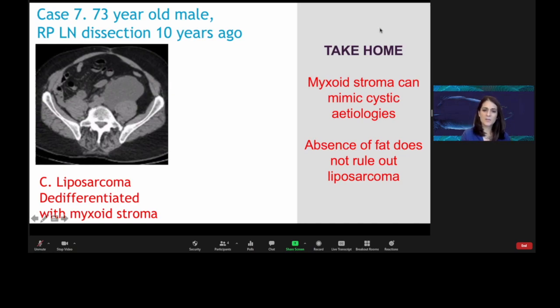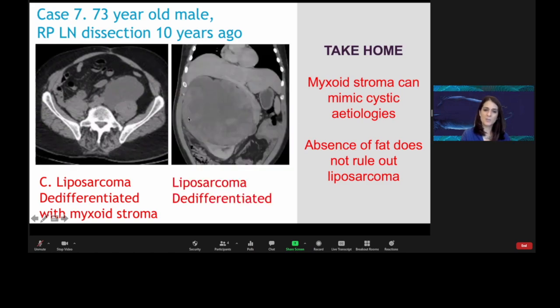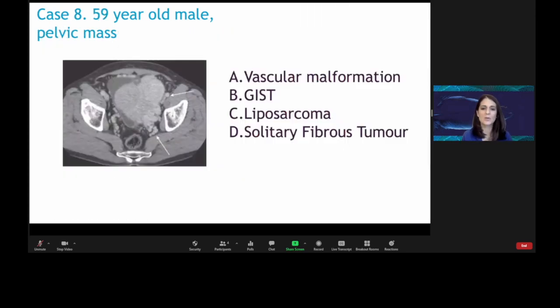Here, I think I've got another example. Yes, this is another patient who had a solid mass in the retroperitoneum without fat that was also a liposarcoma, so it can be very tricky. But just beware of that myxoid tissue mimicking cystic etiologies.